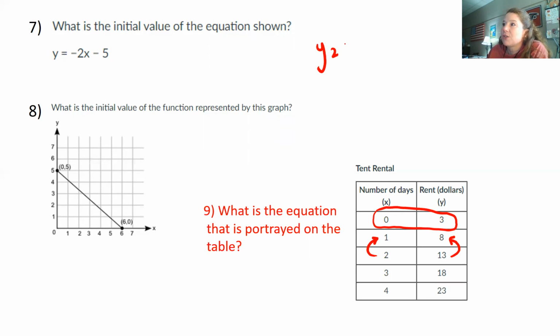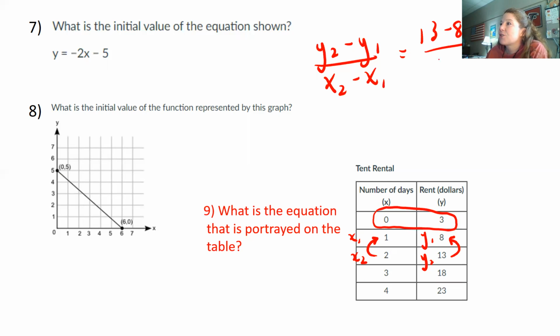That's what I'm doing. I'm kind of doing this part in my head, right? y2 minus y1 over x2 minus x1. So our second y value, it doesn't matter which one you use, as long as your x1 and your y1 are on the same line. All right, so we're going to do 13 minus 8 over x2, which is 2, minus 1. So 13 minus 8 is 5. 2 minus 1 is 1.